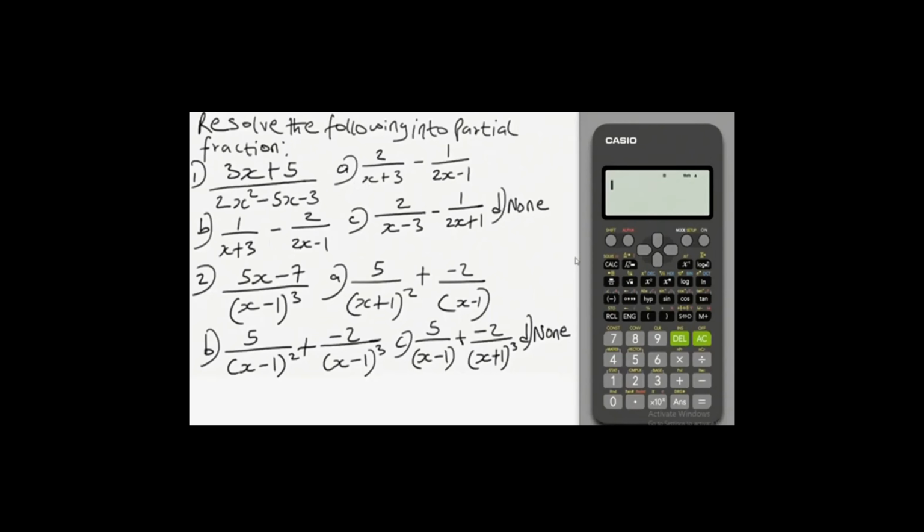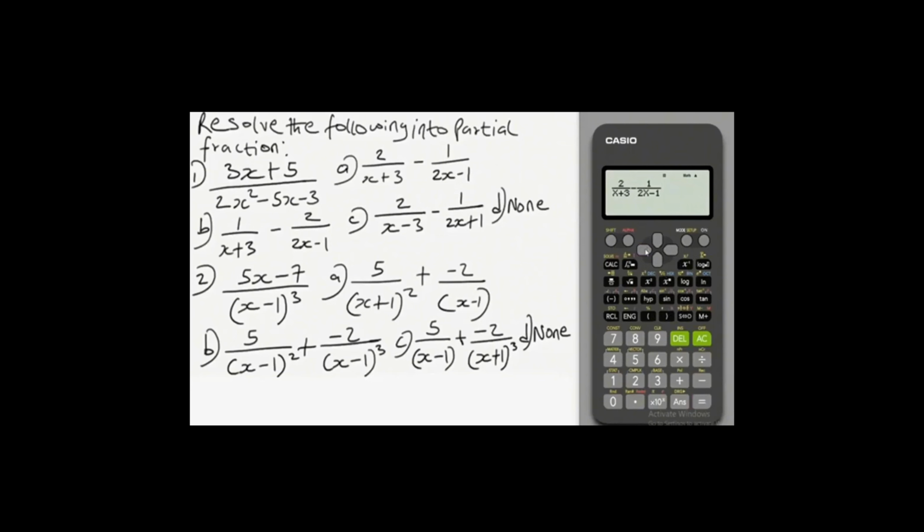So let's begin with option A. We have the fraction 2 over x plus 3, minus the fraction 1 over 2x minus 1. So that's it. Let's press equal to. No, we got minus 11 over 5. So let's check option B.